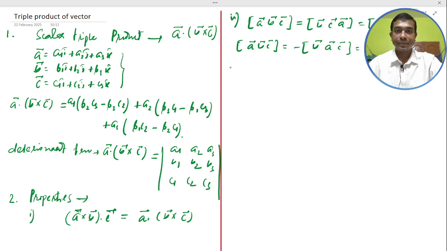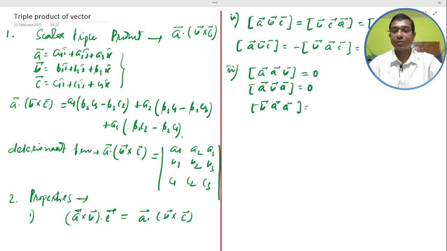Number 3: the scalar triple product vanishes if any two of its vectors are the same. That means box of A, A, B will become 0. Suppose A, B, A, this will also be 0. Suppose B, B, A, this will also be 0.